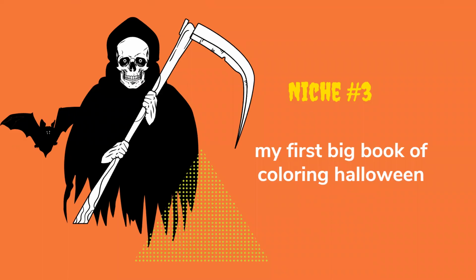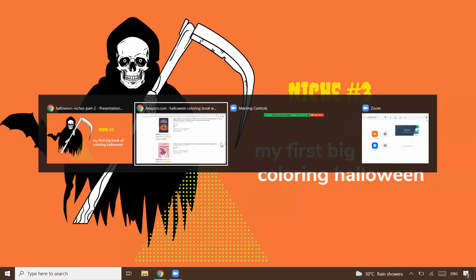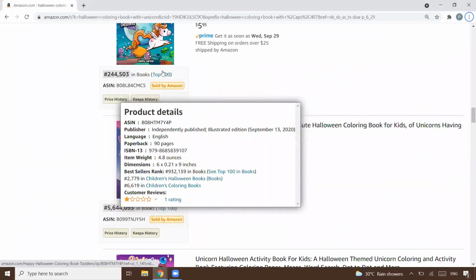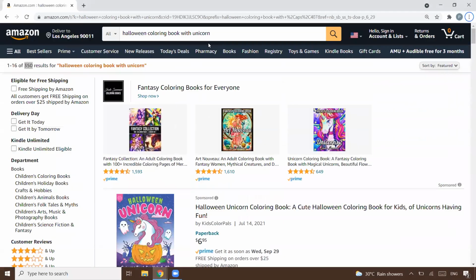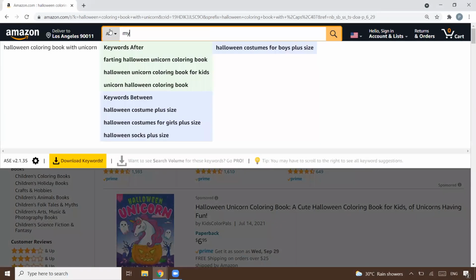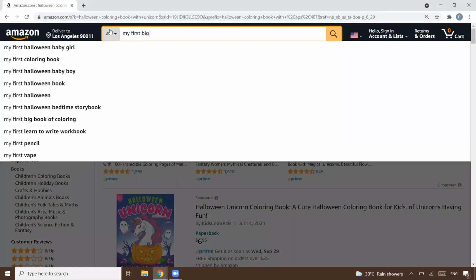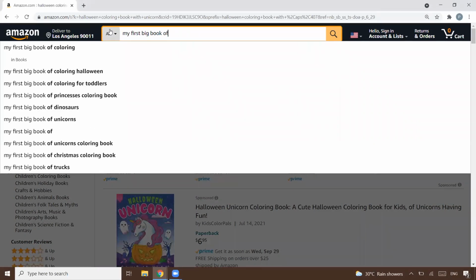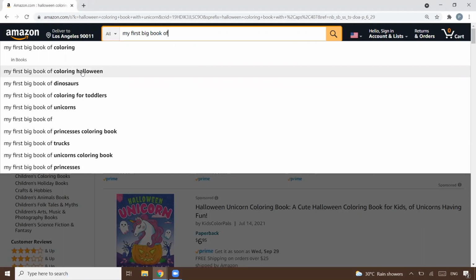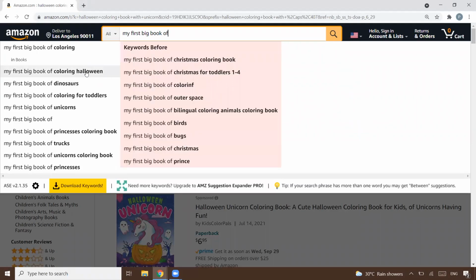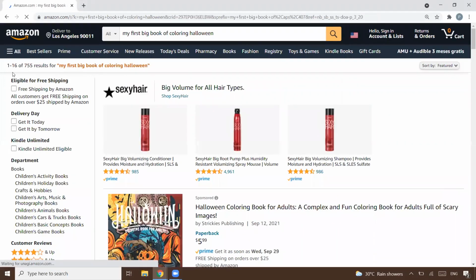So niche number 3 is basically my first big book of coloring Halloween. Once again, let's switch to Amazon and search for it. This is about my first big book of coloring Halloween, and we can see that Amazon is providing us the suggestion for that. And the number of results are just 755, less than 1000.